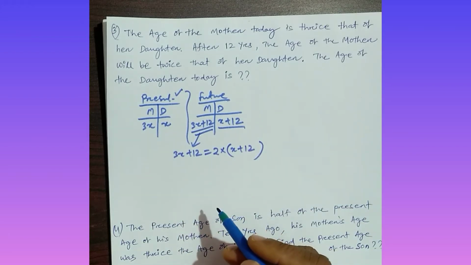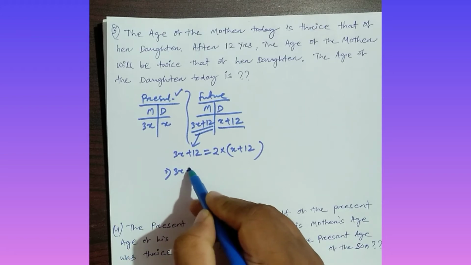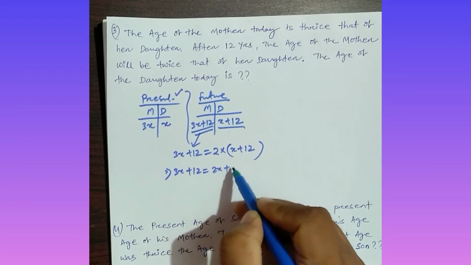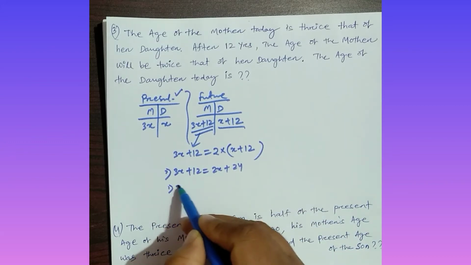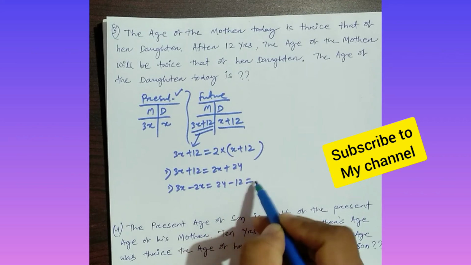Okay, fine, after that you have to simplify. Just look at here. So that is 3x plus 12 is equal to what? Simply you have to multiply over here. That is 2 into x, that is 2x, and this one is 24. Yeah, absolutely right. So that is 3x minus 2x is equal to what? 24 minus 12 is what?